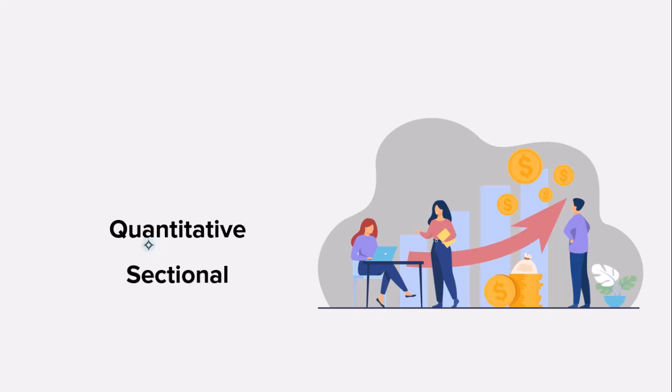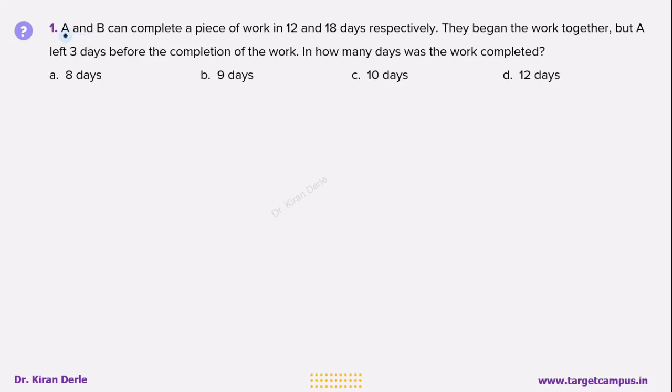Let us solve questions on quantitative aptitude section. A and B can complete a piece of work in 12 and 18 days respectively. They began the work together, but A left 3 days before the completion of the work. In how many days was the work completed?